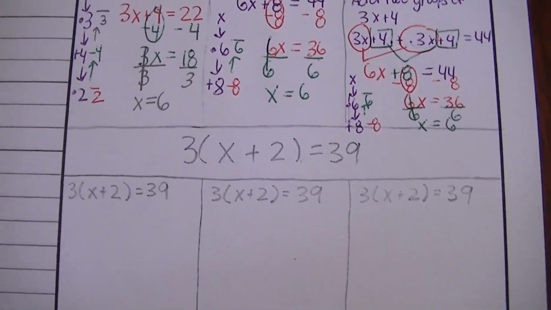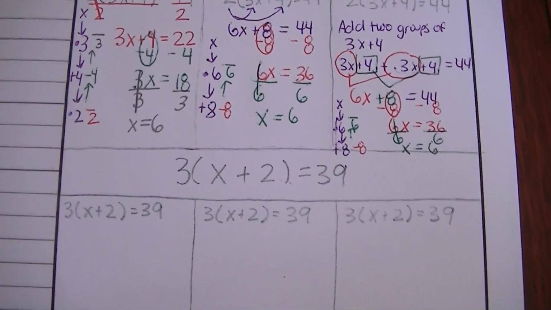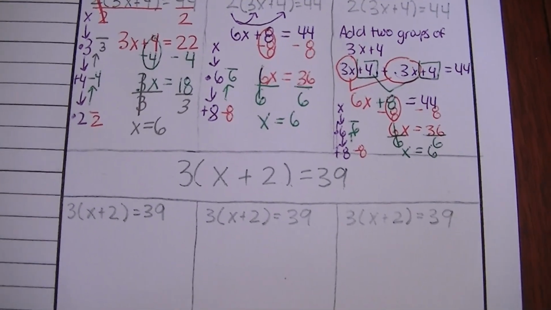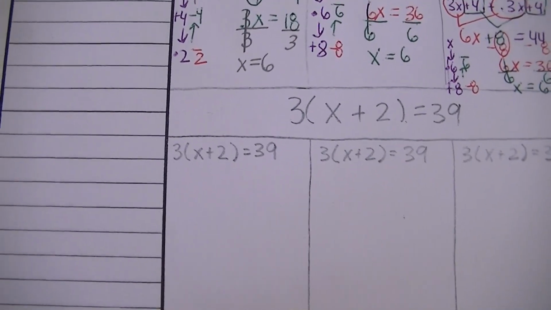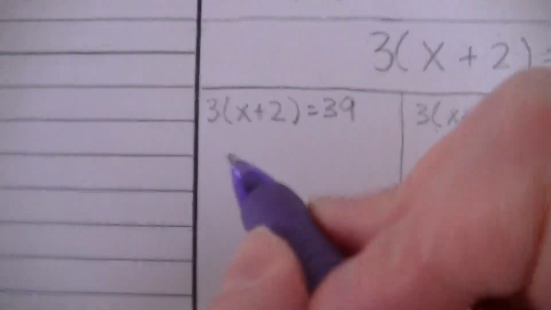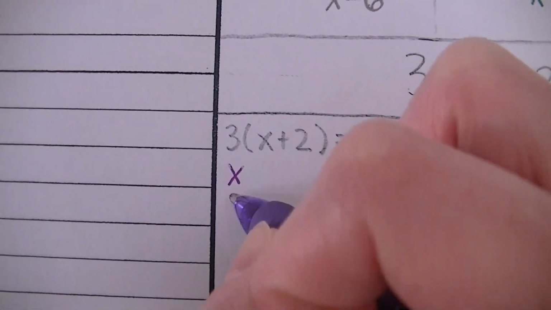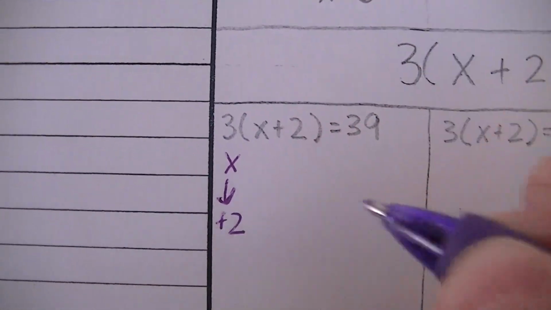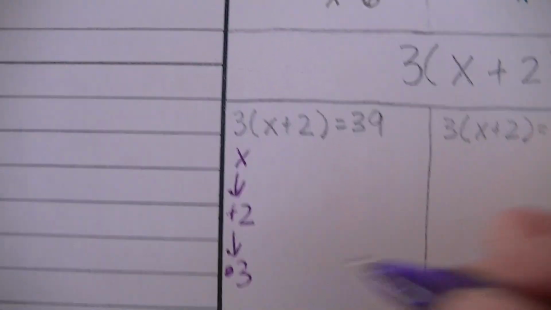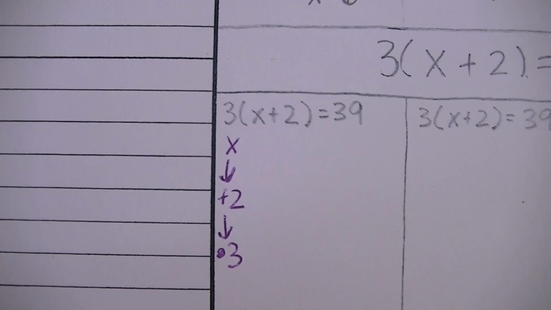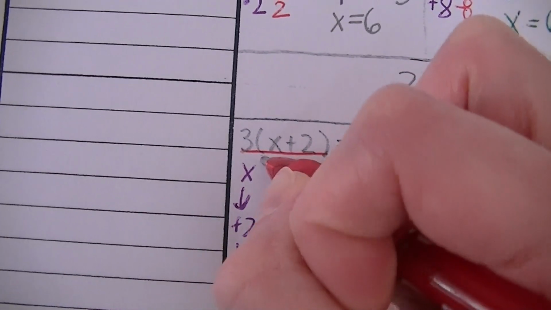All right, the next problem is 3 times the quantity of x plus 2 equals 39. So that first way, I'm going to just go right into building it. So I see that we have x right there, and then all they did was add 2. And then after that, they multiplied that quantity by 3. So the inverse operation of multiply by 3 is to divide by 3, and you're going to do that to both sides of that equal sign.